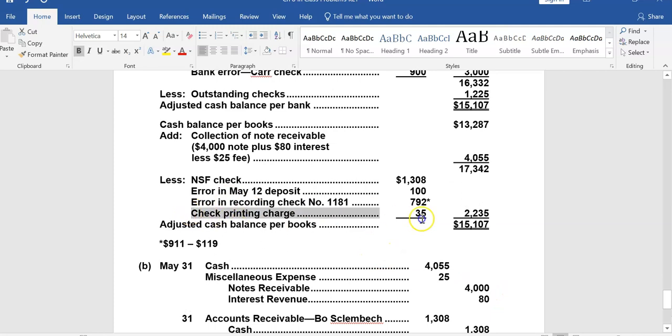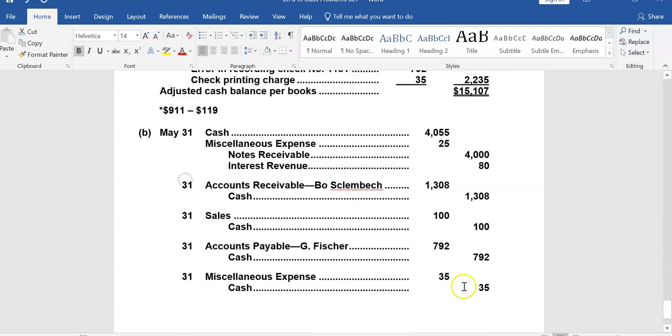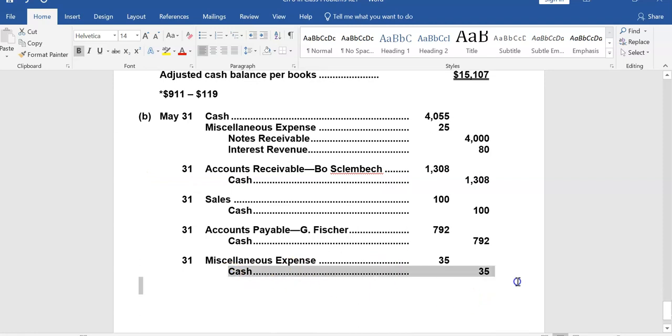Finally, the last one, we have a check printing charge in the amount of $35. That check printing charge needs to be subtracted from cash, so we know we are crediting cash. And that bank printing charge is just simply a bank expense for us, so we will record it as some type of an expense. We can use miscellaneous expense to record it.